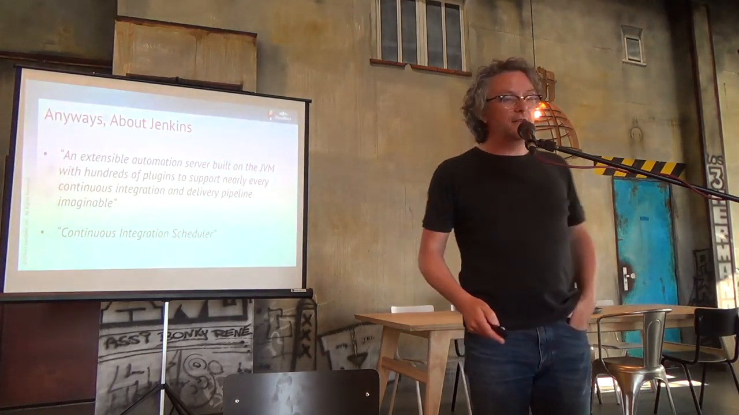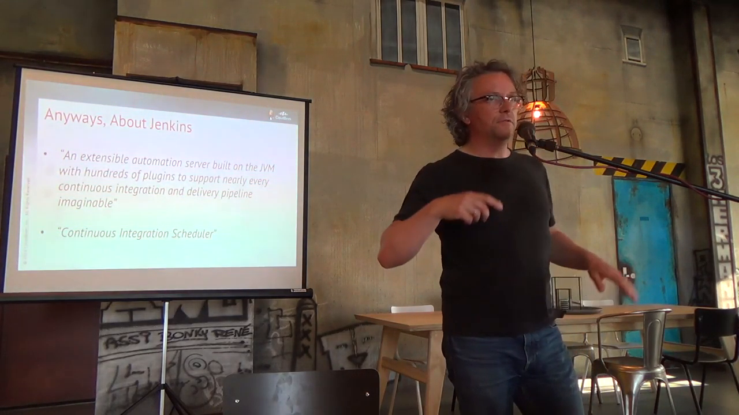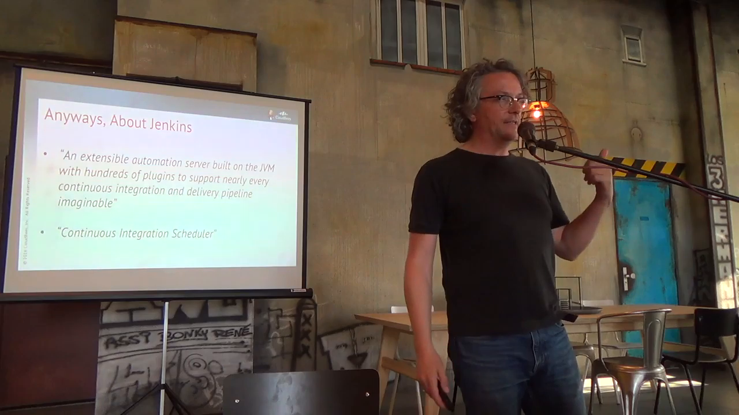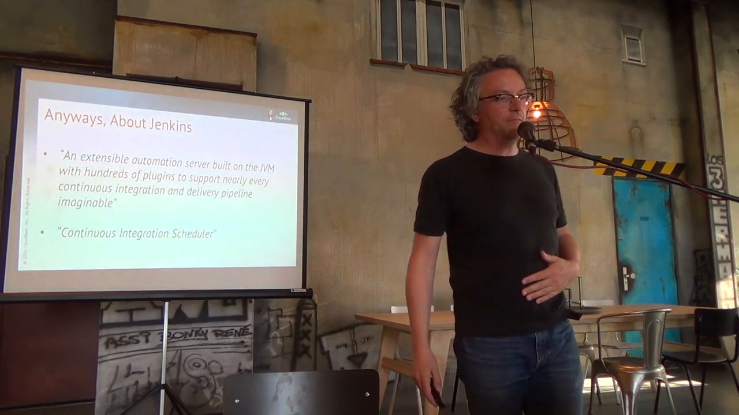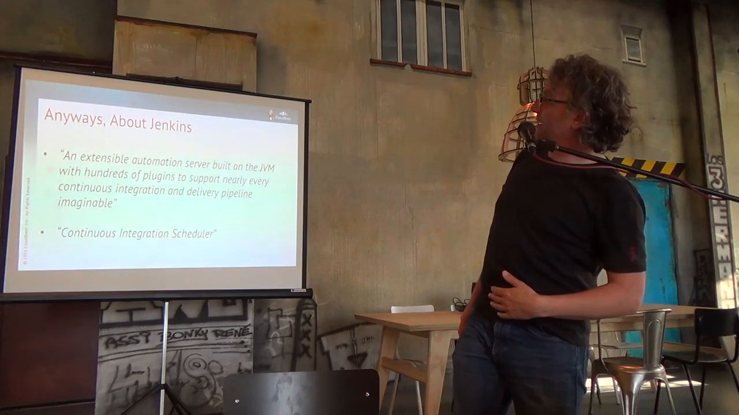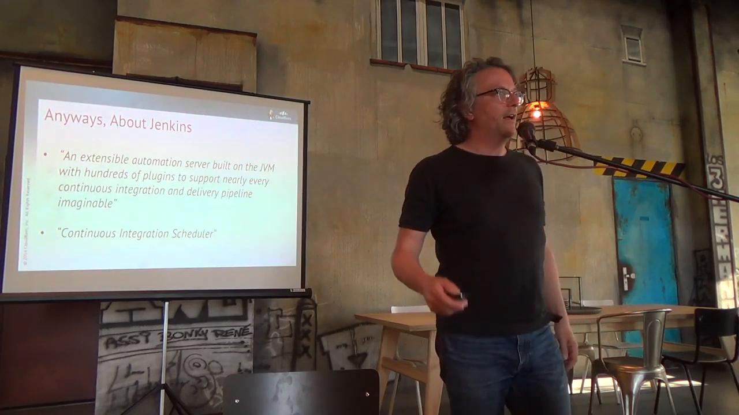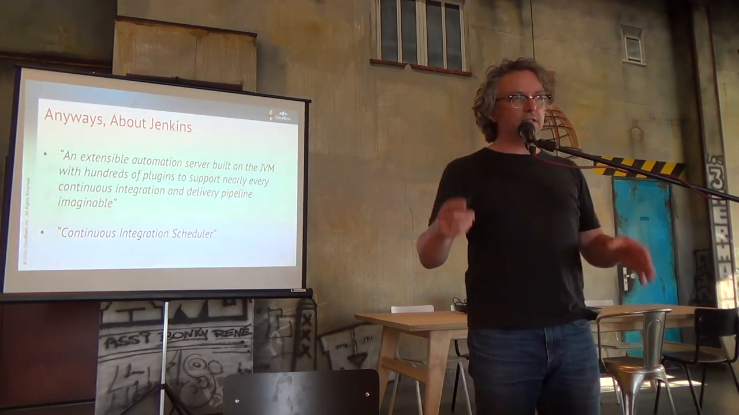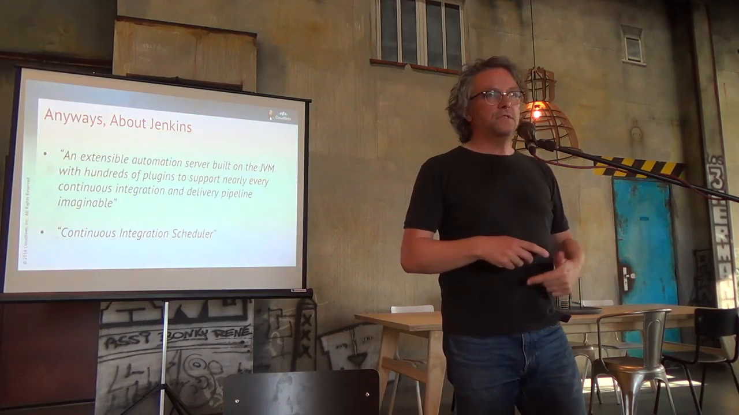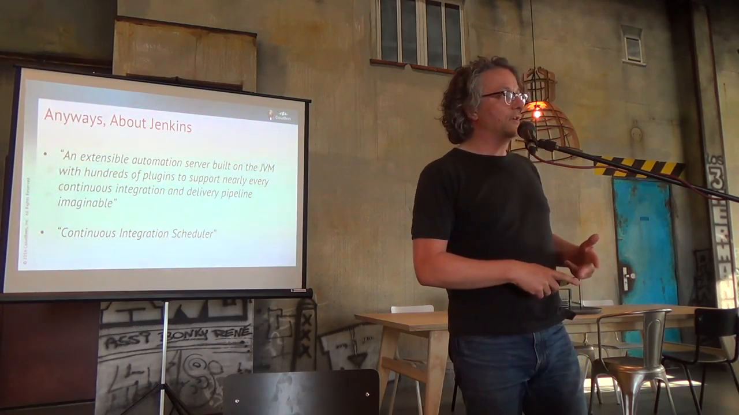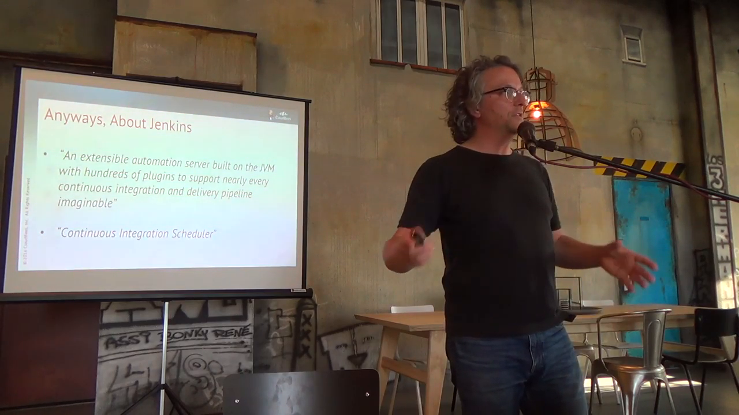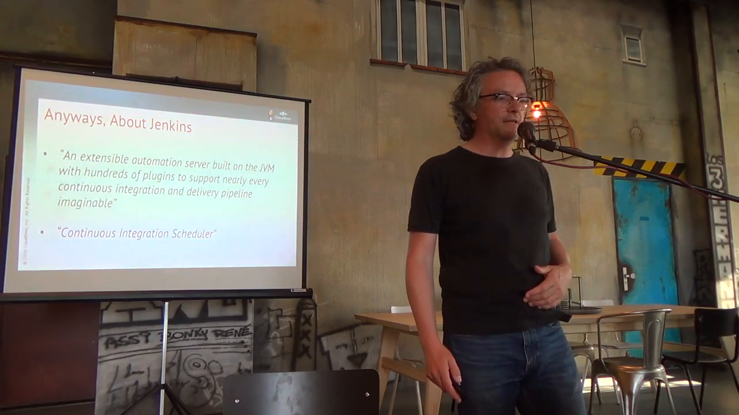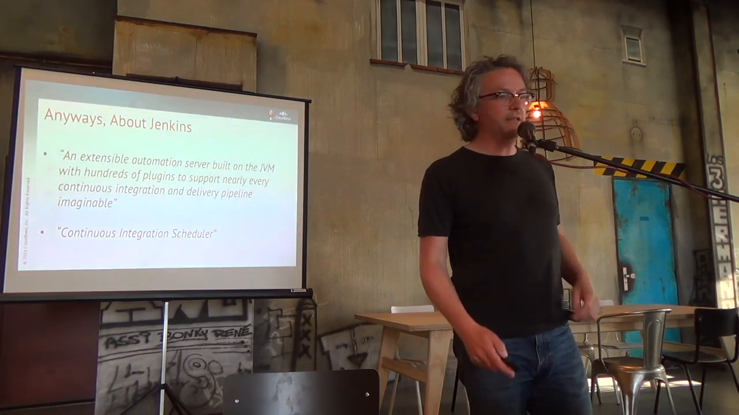Anyway, we're going to talk about Jenkins. CloudBees, the company who commercially exploit Jenkins, say that Jenkins is an extensible automation server built on the JVM with hundreds of plugins to support nearly every continuous integration. Okay, boring. I see it as a continuous integration scheduler. So all the jobs that you have in continuous integration, Jenkins is there. Jenkins doesn't do your builds. Jenkins doesn't do your tests. Jenkins doesn't do your code coverage. Jenkins schedules all the stuff via about 1 billion plugins that you can get for Jenkins. See, it's a scheduler for continuous integration.